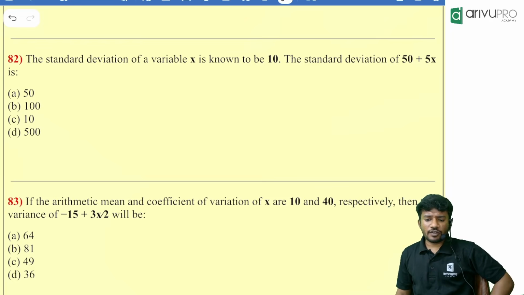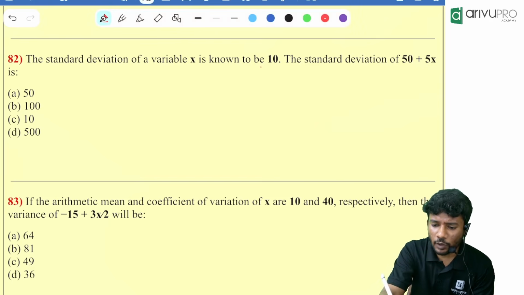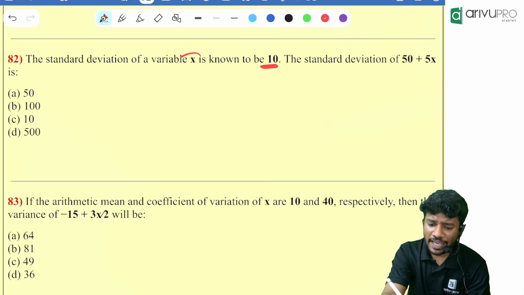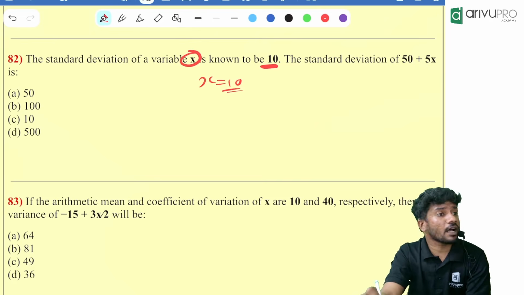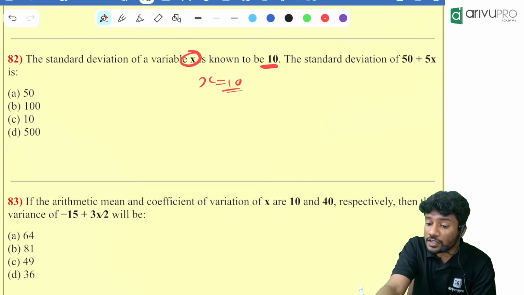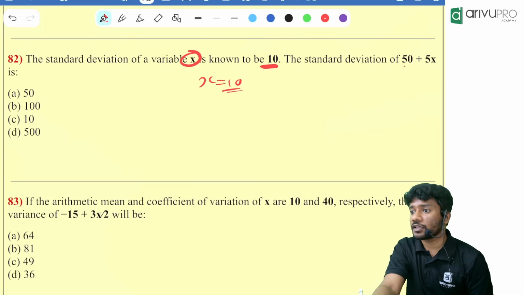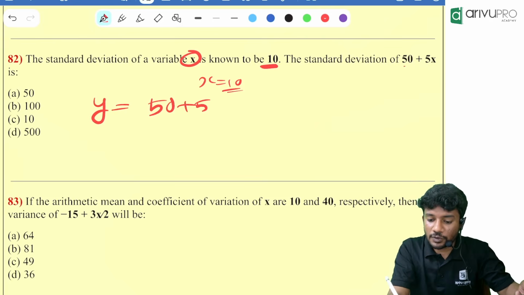The standard deviation of a variable x is known to be 10. That means the standard deviation of x is 10. Then they are asking for the standard deviation of 50 plus 5x. Where is y? Y is nothing but this 50 plus 5x. You can write it that way.